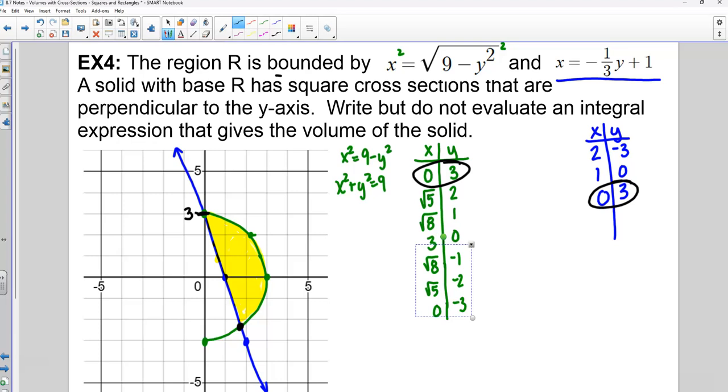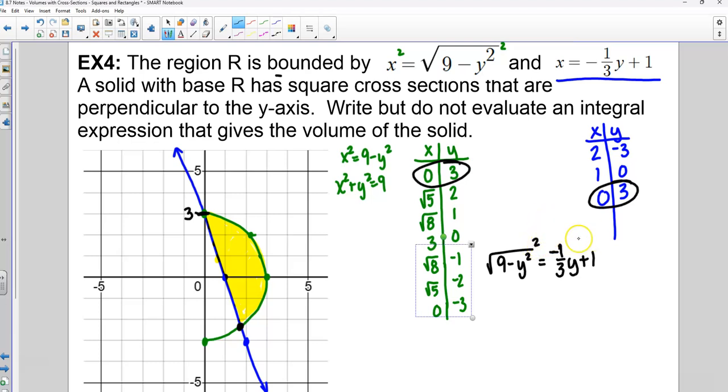To see where they cross, we're going to set them equal. So I've got to do the square root of 9 minus y squared equals -1/3 y plus 1. Oh boy. This is where we see what we're made of. What can we do to solve that?